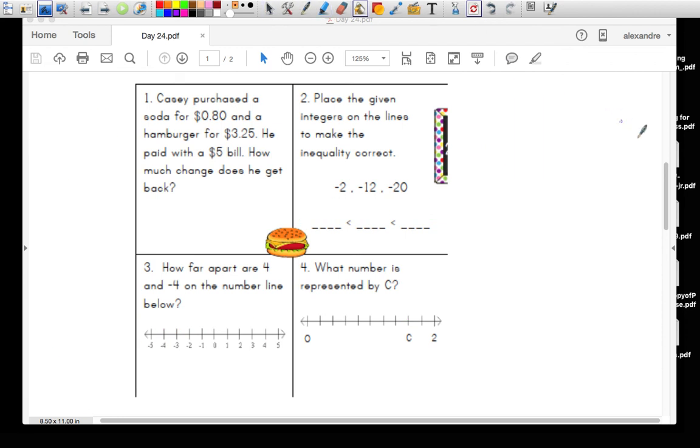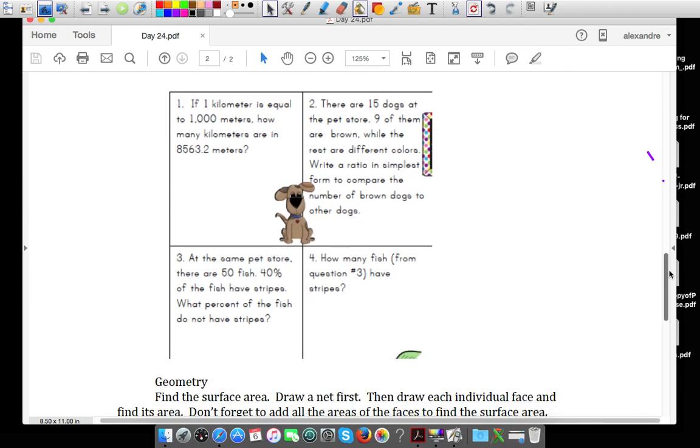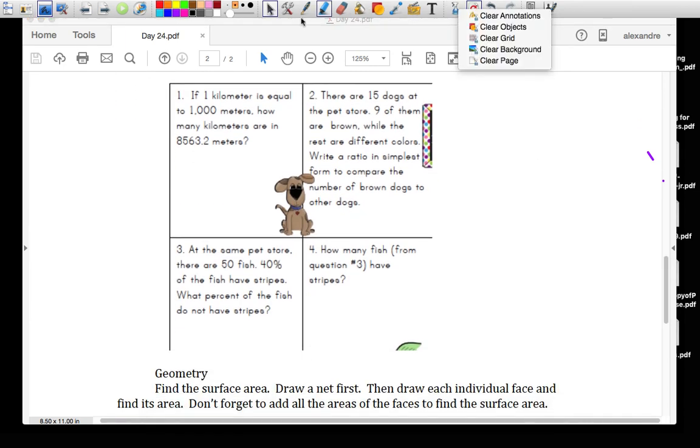And let's go to our next section. Ratios and proportions. So 1 kilometer is equal to 1,000 meters. How many kilometers are in 8,562.3? So set up 1 kilometer, the same thing as 1,000 meters.